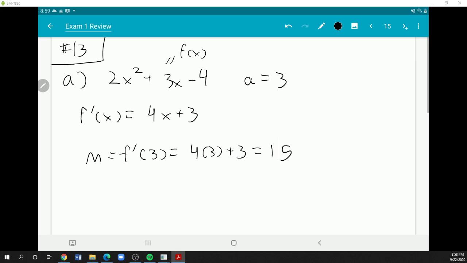I also need to know what point I'm at, so I need to plug in f of 3. F of 3 is 2 times 3 squared plus 3 times 3 minus 4. So that's 2 times 9 is 18, plus another 9 is 27, minus 4 is 23. So my point of interest is (3, 23).